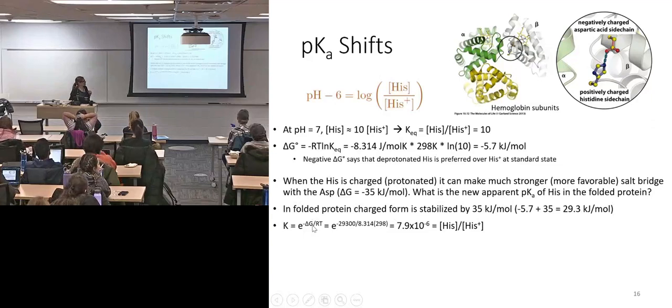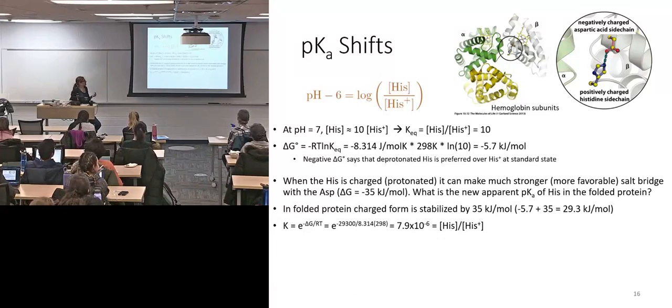So I have delta G, R and T are not changing, okay? I want to calculate a new equilibrium constant, a new ratio of deprotonated his to his for my reaction over there. I plug these values in, and I spit out 7.9 times 10 to the negative 6, a super, super, super tiny number, indicating that on the bottom, in an actual folded hemoglobin subunit, I would expect almost all of my histidines to be protonated.